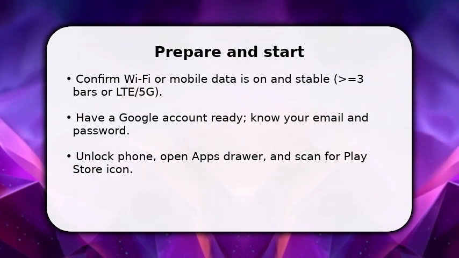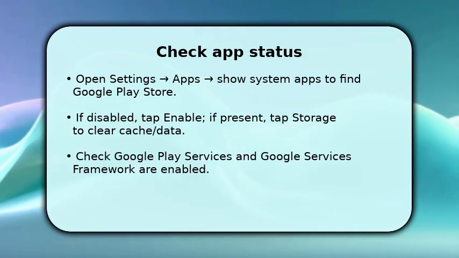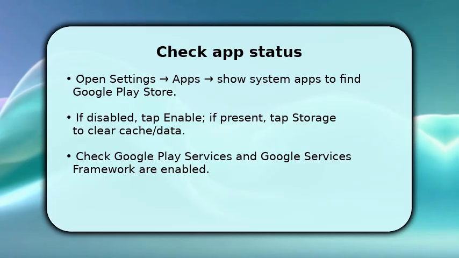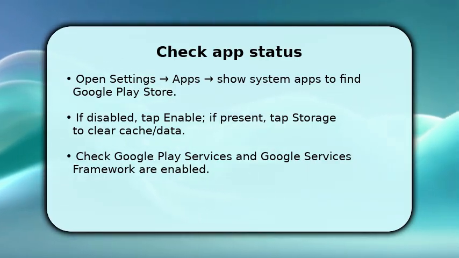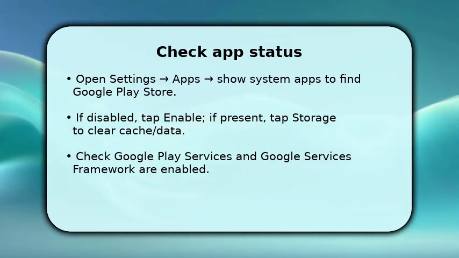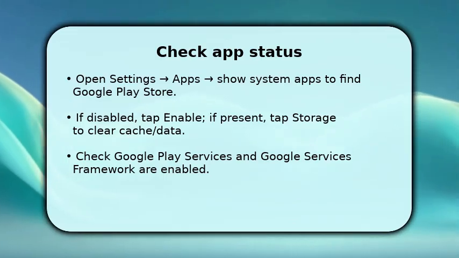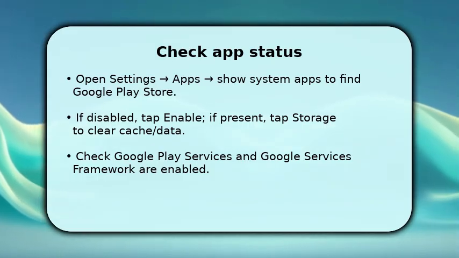Next, you'll verify the Play Store's status in Settings so you can fix common issues. Go to Settings, tap Apps, then use the menu to show System Apps and locate Google Play Store. If it's disabled, tap Enable. If it's enabled but misbehaving, tap Storage and clear cache, then clear data if needed. Also find Google Play Services and Google Services Framework to ensure they are enabled and updated, because the Play Store relies on those components to sign you in.